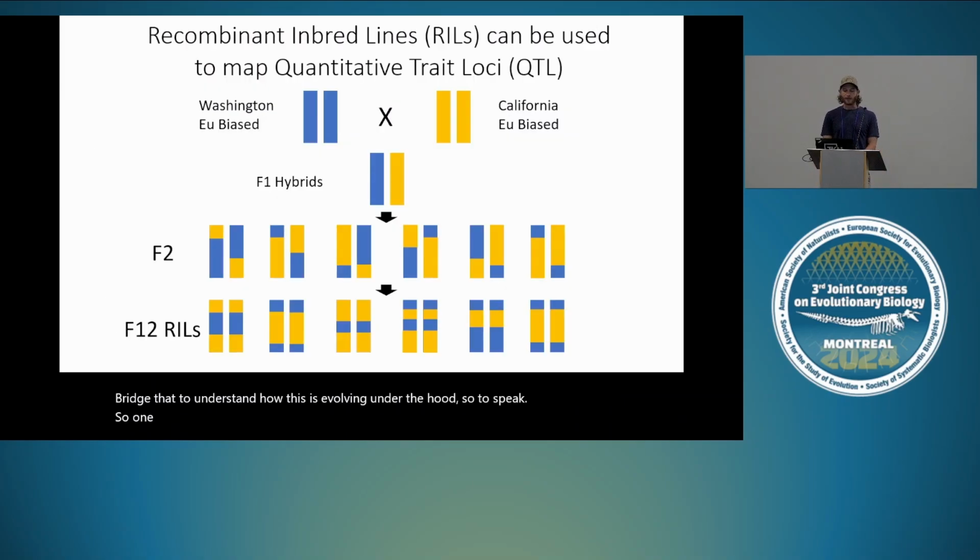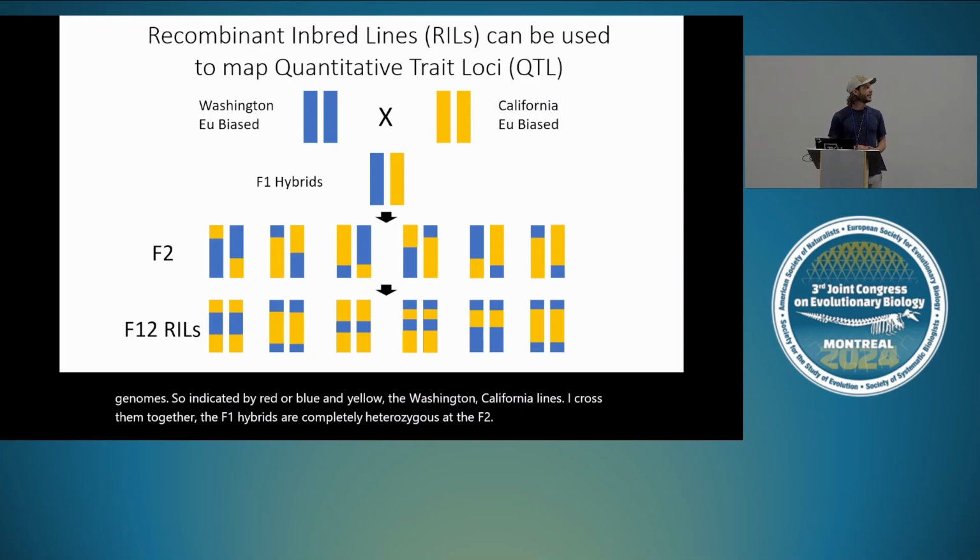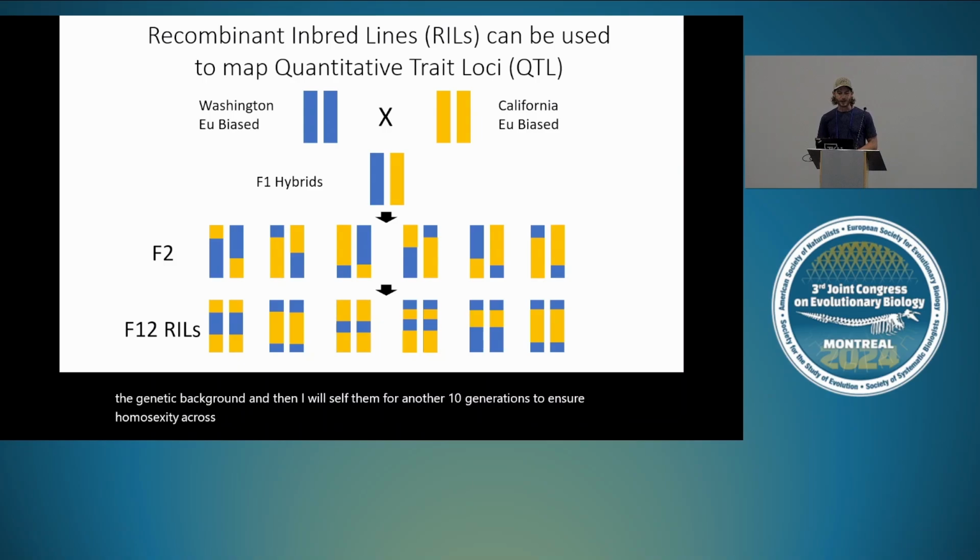One way that we can do this is through the creation of recombinant inbred lines. Remember, these are self-fertilizing populations, so they're homozygous across their genomes. Indicated by red or blue and yellow, the Washington and California lines, I cross them together. The F1 hybrids are completely heterozygous. At the F2 generation, independent recombination events are going to ensure different combinations of the genetic background, and then I will self them for another 10 generations to ensure homozygosity across the genome.